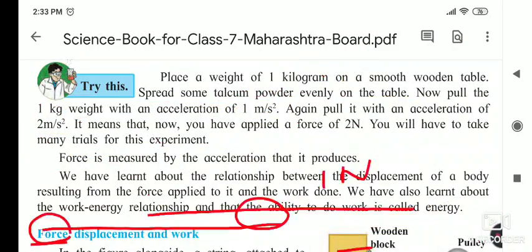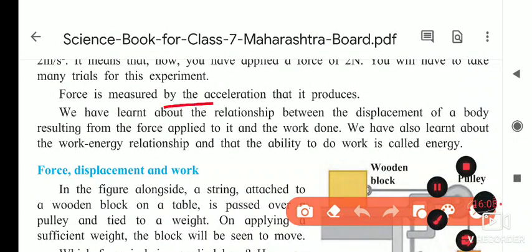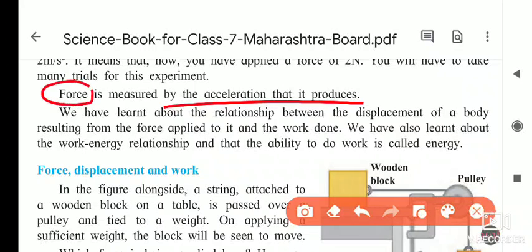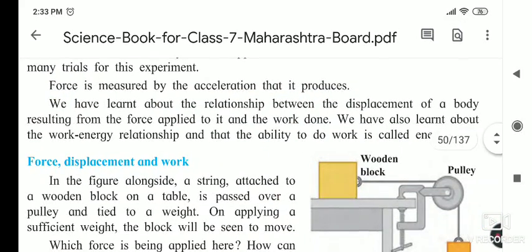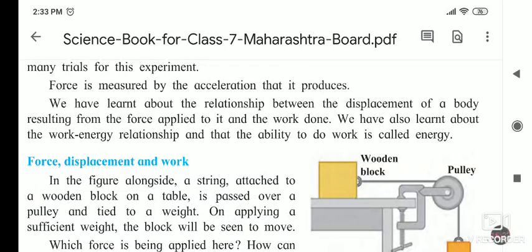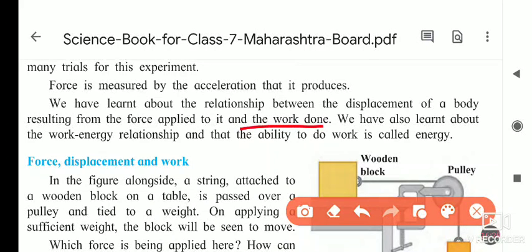Okay, so from this what they told you is that force is measured by the acceleration that it produces. Means force is there, and we are measuring how much acceleration is produced by it. We have learned about the relationship between the displacement of the body resulting from the force applied to it and the work done. What we studied is the relationship between displacement and the force. Means more force applied, more displacement takes place. Less force applied, then less displacement takes place. And according to it, how much work is done, that we have studied.